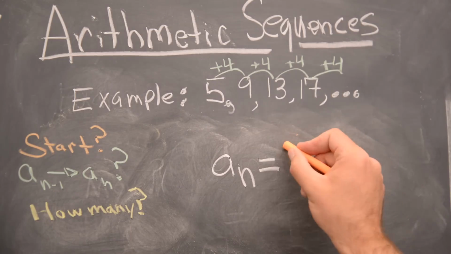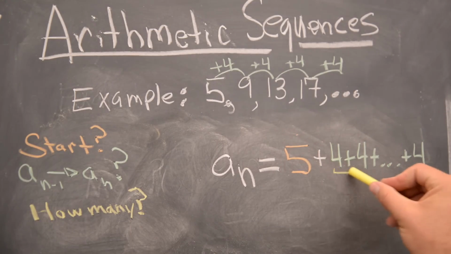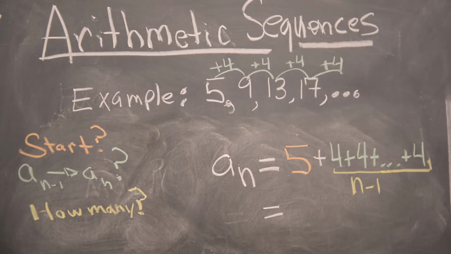The sequence starts at 5, and to move from one term to the next, we add 4. To get to the nth term, this means that we must add n-1 fours. So the nth term is 5 plus n-1 times 4.